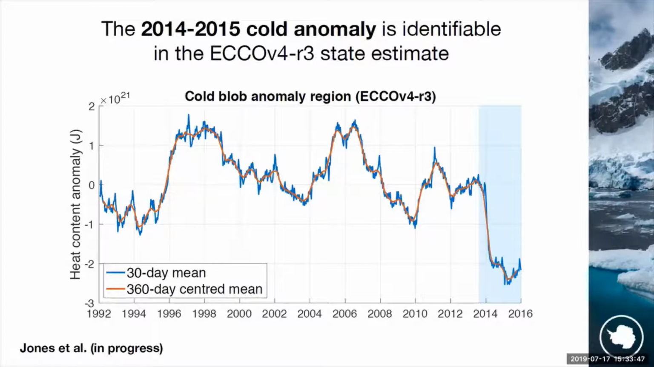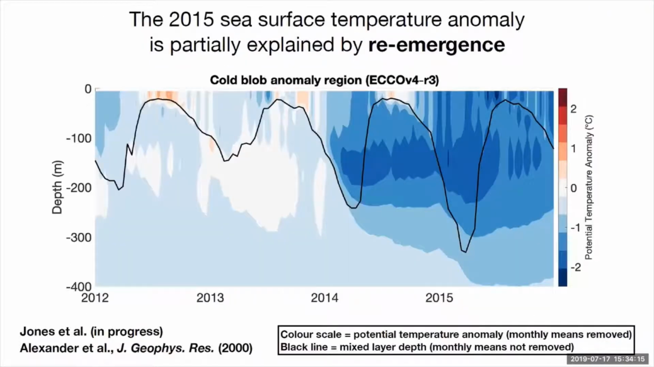So here is the 30-day mean and 360-day centered mean for various years of the heat content anomaly. And you do see, I've got it shaded here, starting about December 2013, there's this enormous drop in heat content that's pretty persistent for the next couple of years. It's present, so it's great that it's in there, because it means we can now do heat budgets and ask, well, what is causing that? Where does that huge drop in heat content come from?